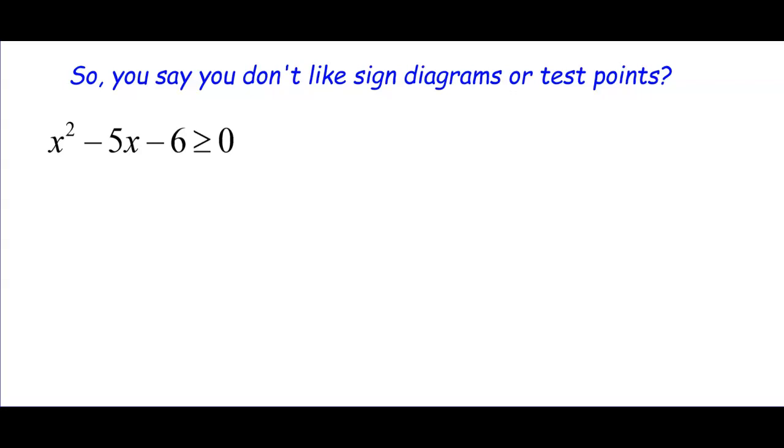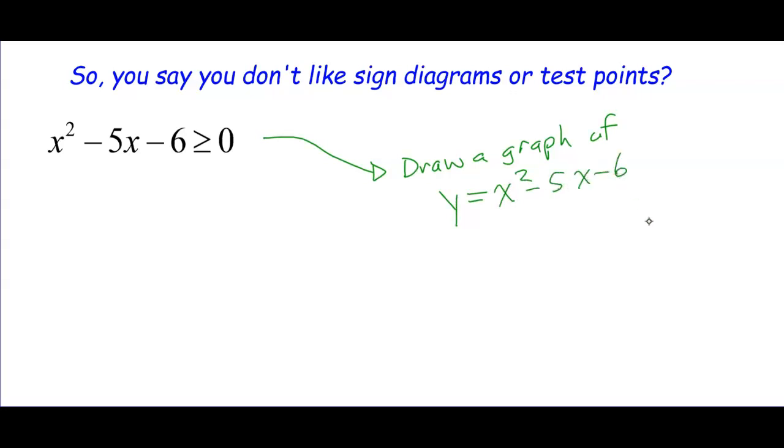So what you can do as an alternative, if you don't like sign diagrams and you don't like test points, is you could draw a graph. And here's what I mean by that. Draw a graph of the function we're talking about here, x squared minus 5x minus 6. Now, if you don't know why I'm drawing a function, hold on for a second. You'll see why in just a moment.